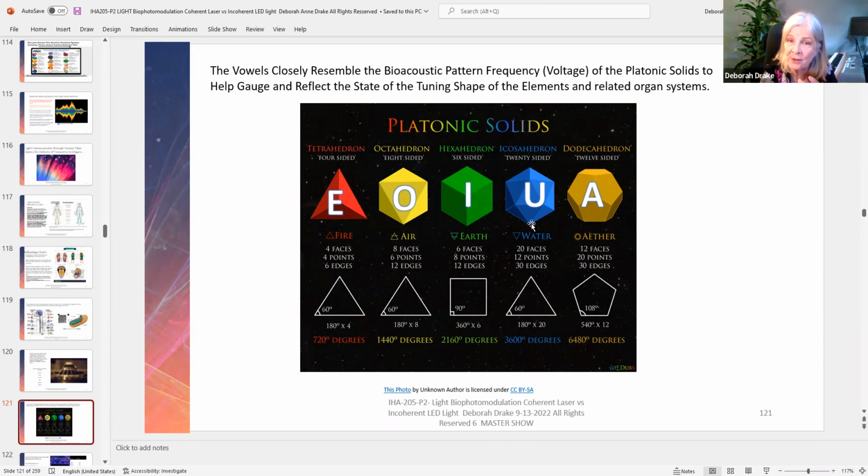Then when you go to the water sign, it's got 20 faces, okay? And its score is 3,000 degrees. So it's got a totally different shape that can carry even more messages. It's got more facets, more triangles, more ability to carry information than almost any other symbol here, okay?